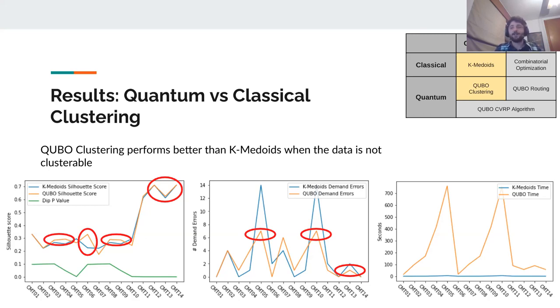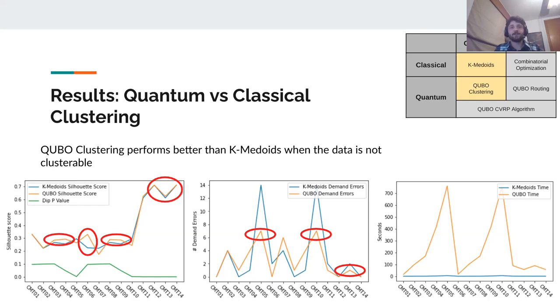The rightmost graph shows the running time for both algorithms. Here, we can see that the running time for the QUBO clustering algorithm is much higher than the running time for the k-means algorithm. Though, this is not a totally fair comparison, since the k-means algorithm is a classical algorithm running on classical hardware for which it is optimized, while the QUBO clustering algorithm is a quantum algorithm designed for quantum annealers, but it is being run on simulated annealers running on classical hardware, which adds a level of complexity that increases the running time of the quantum algorithm.